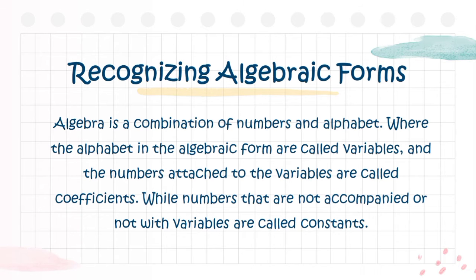Algebra is a combination of numbers and alphabet, where the alphabet in the algebraic form are called variables, and the numbers attached to the variables are called coefficients, while numbers that are not accompanied by variables are called constants. Variable, coefficient, and constant here are elements of algebra. Let's look at the following example to understand it better.